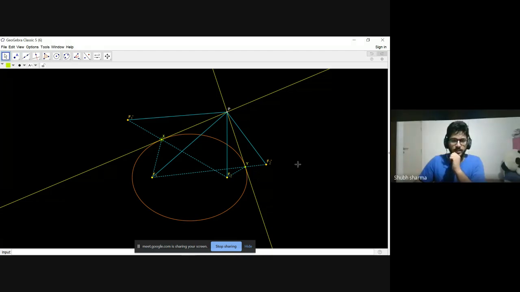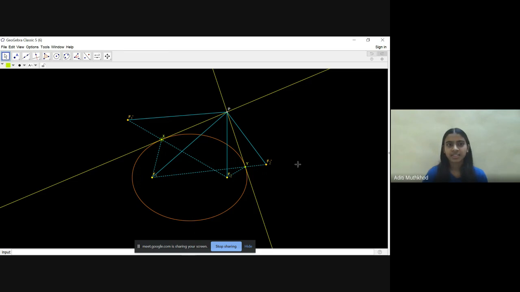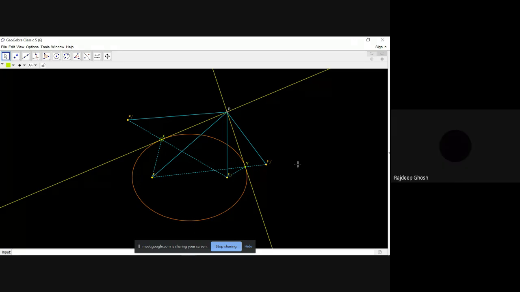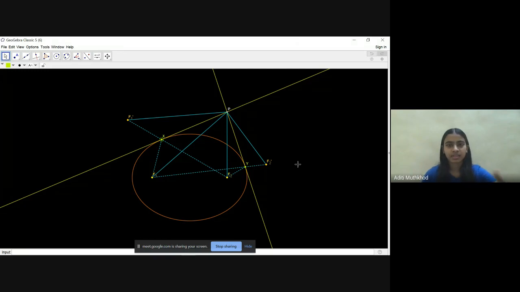So F1 prime P is equal to F1P, and F2P is equal to F2 prime P, and F1 prime F2 is the same as F1F2 prime, which is the length of the major axis. So since three sides are equal, the triangles are congruent. Does everyone follow? Is there someone who didn't get this? I'll assume everyone got it.